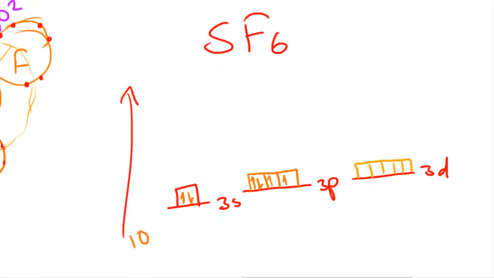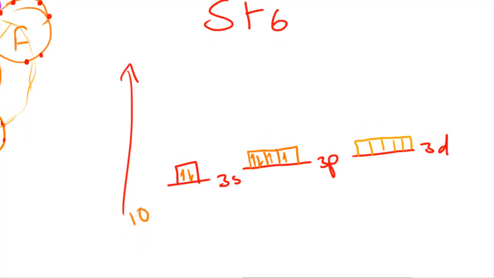Sulfur would be more stable with six bonds than with just two bonds, since more energy is released if six bonds are formed than the energy released if two bonds are formed. And so the way sulfur forms those extra bonds is by electron promotion again. So this electron is promoted up to this level here.